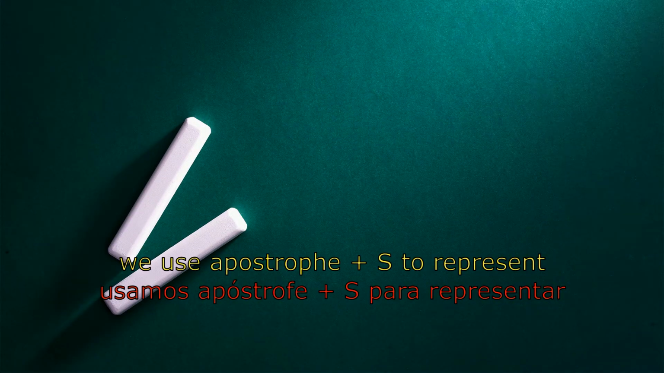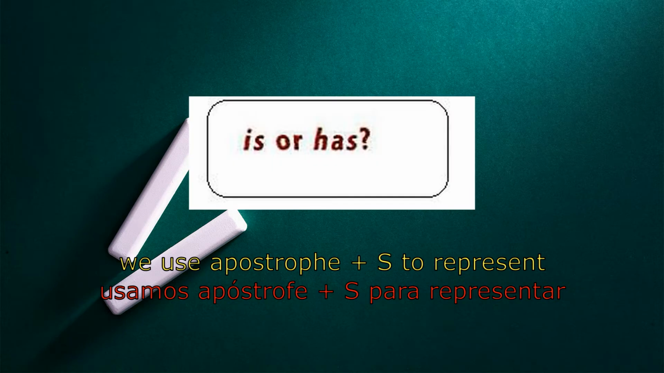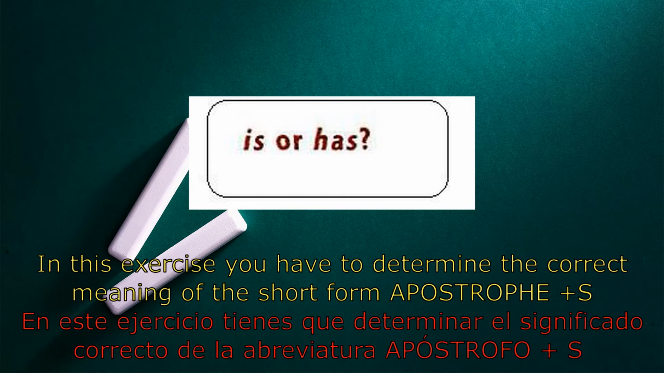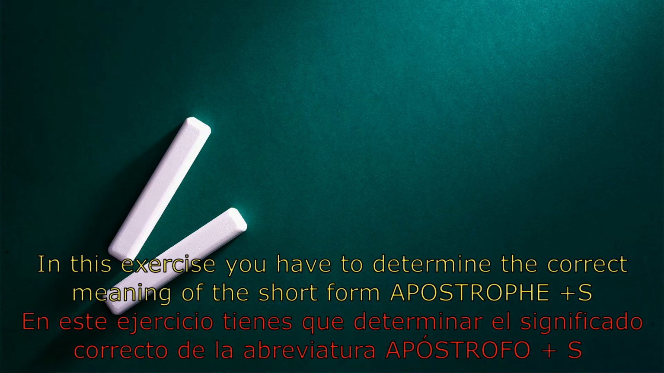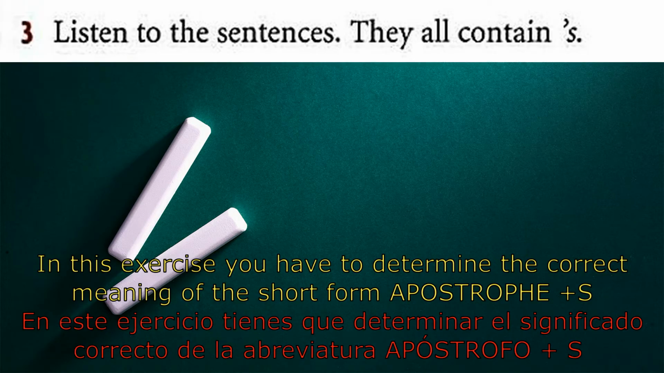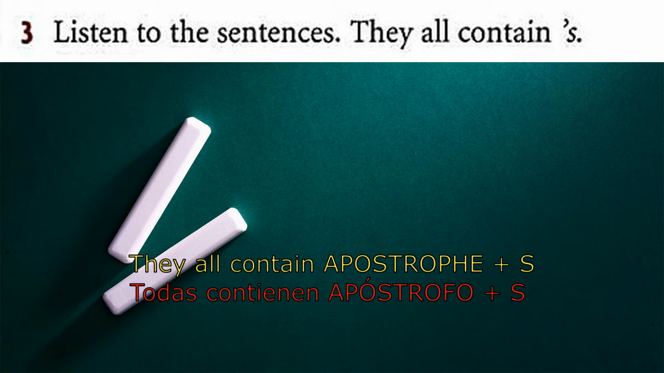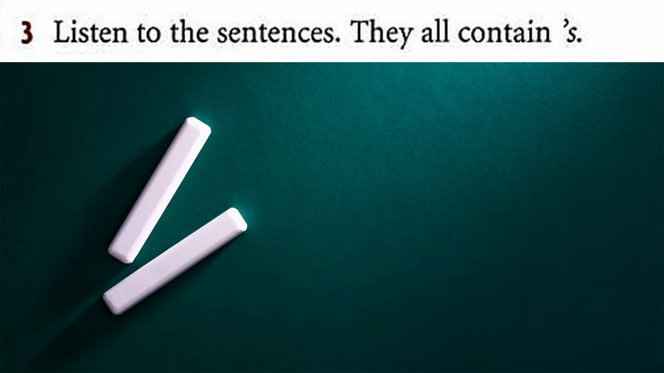We use apostrophe s to represent the short forms of the auxiliary verbs is and has. In this exercise, you have to determine the correct meaning of the short form apostrophe s. Let's start. Listen to the sentences. They all contain apostrophe s.